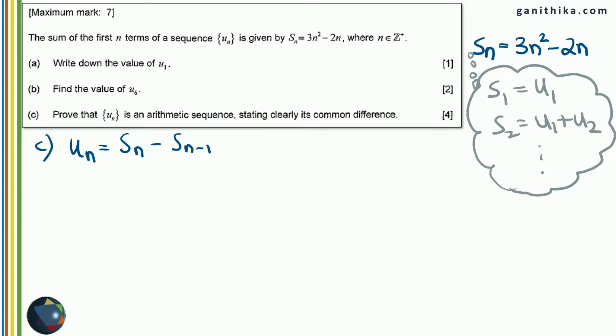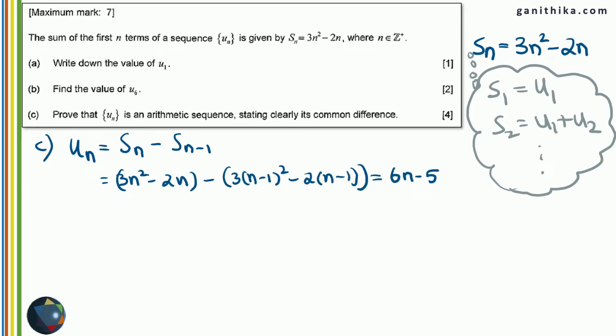Simply substitute the n values into the given expression and simplify. You will get this expression to be equal to 6n minus 5. So un is 6n minus 5. This is the nth term of the sequence. This is not enough. We have just found the nth term. We have to say that it has the same common difference in order to say it is an arithmetic sequence, correct? So for finding the common difference, you can use the formula u(n plus 1) minus un, which is the difference of two consecutive terms.